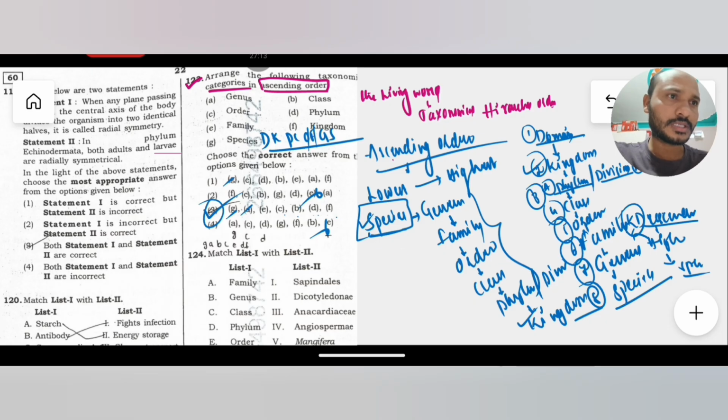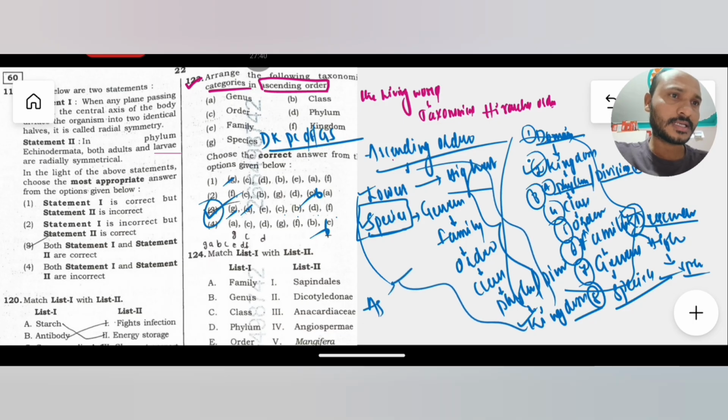Identify the keywords: either they ask for ascending order or descending order. If ascending order, you need to write from lowest to highest position. In descending order, you need to write from highest position to lowest. Lowest to highest is called ascending order, and highest to lowest is called descending order. We have to arrange the hierarchical levels of classification in this order only. So the answer to question 123 is the third one.